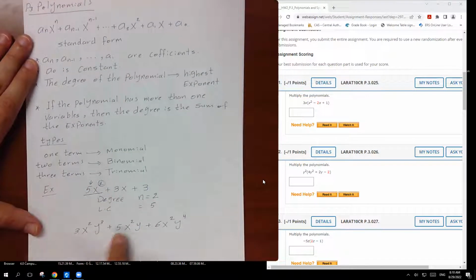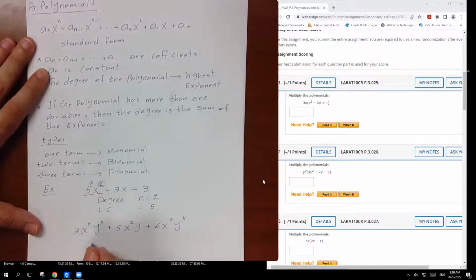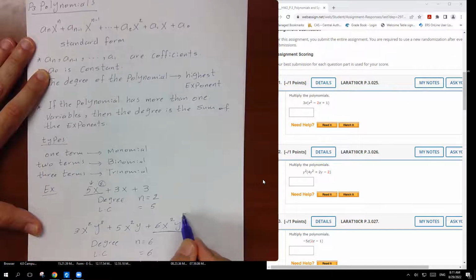Here we have x and y. So in this case, if you need to find the degree for this polynomial, we're going to add the exponents. Here, 2 plus 3 is going to be 5. 2 plus 1 is going to be 3. 2 plus 4 is going to be 6. That means this is the highest exponent. So the degree n is going to be 6, and the leading coefficient is going to equal 6. Here is the degree, we add these 2 numbers, it's going to be 6, and this one is the leading coefficient.